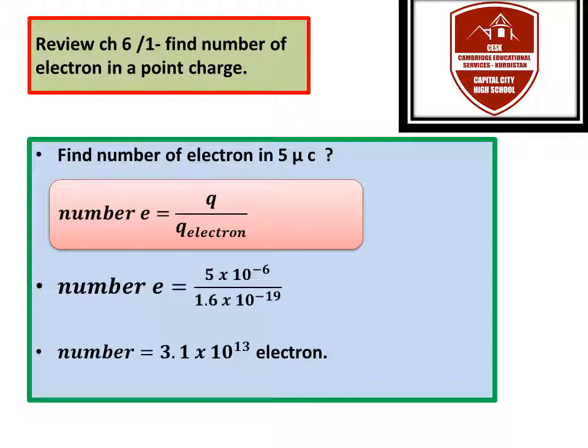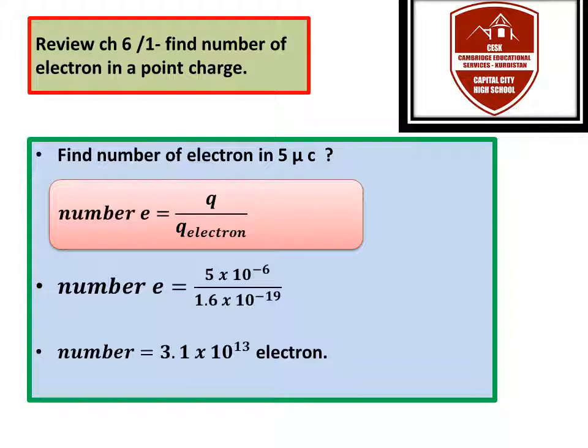Number of electrons equals 5 times 10 to the power negative 6 coulomb. Why times negative 6? Because the question clearly asks about micro, so microcoulomb should be converted to coulomb by multiplying by 10 to the negative 6. What is this? 1.6 times 10 to the negative 19. This is the constant charge of an electron.